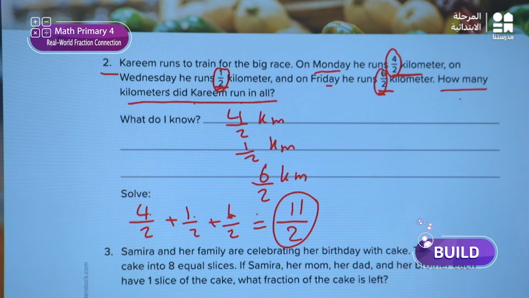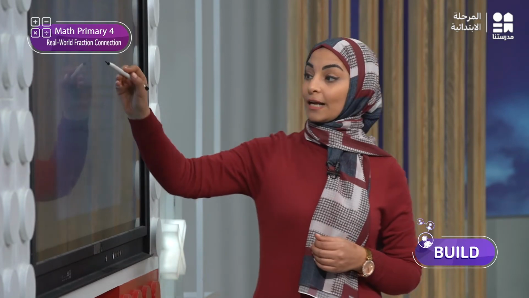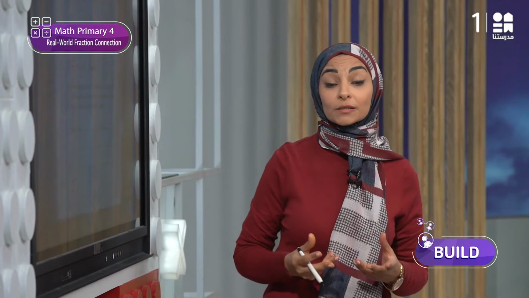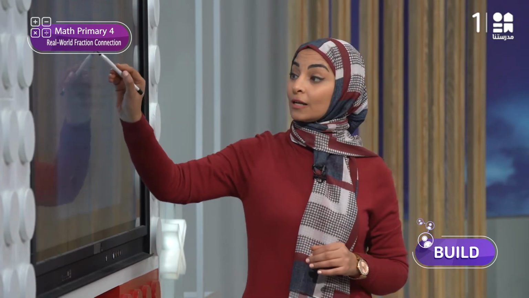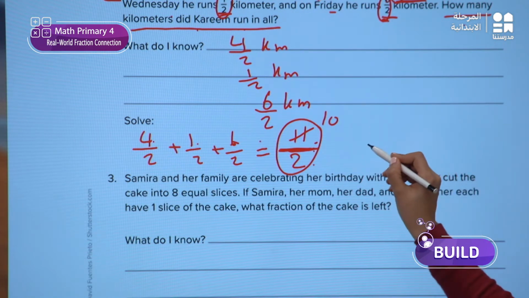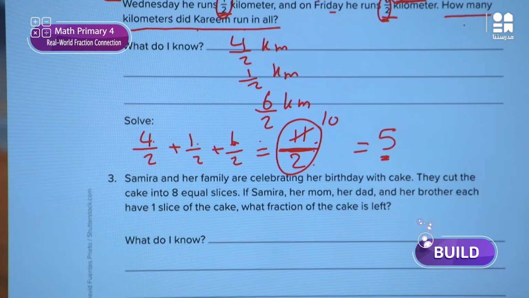Don't we all know that 11 over 2 is an improper fraction? So we must convert it to a mixed number. We will see how. Now I want to know how many 2s are in 11. Let's look, 11 divided by 2. I want to find the closest number to 11 that can be divided by 2. The closest number to 11 is 10, right? 2 times 5 equals 10. So I have here 5 whole numbers.